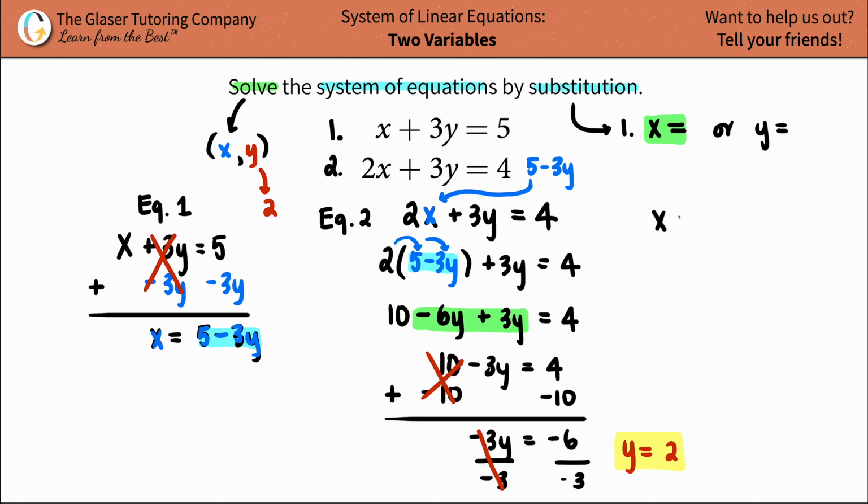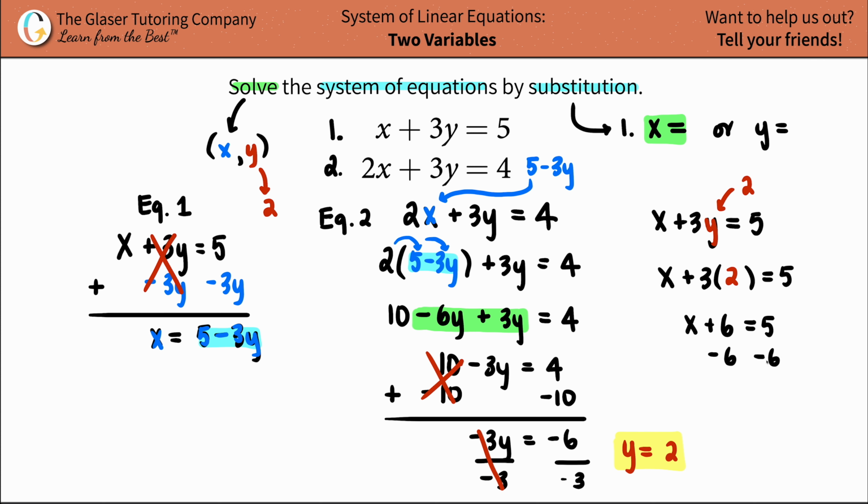So I'm going to say x plus 3y equals 5. And the y value, which we just solved for, is 2. So that way we can find out the x value. So x plus 3 times that 2 equals 5. Let's put in that 2 in red. And then there we go. X plus 6 equals 5. Minus 6 on both sides.